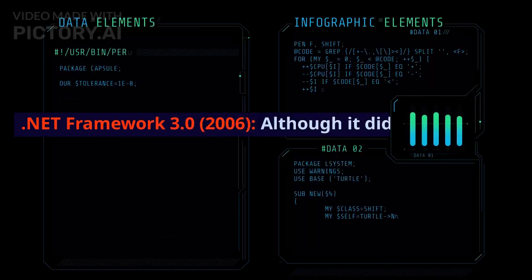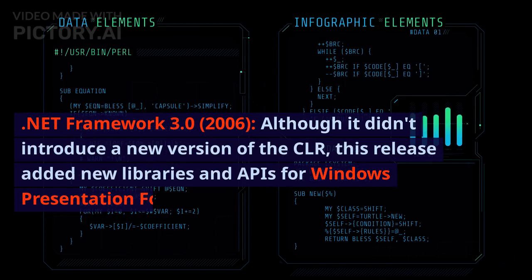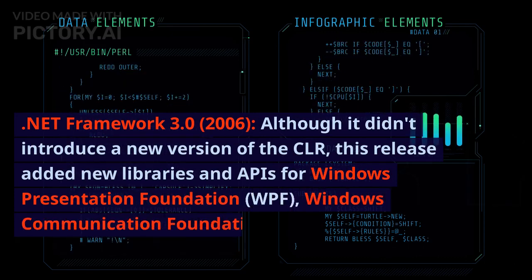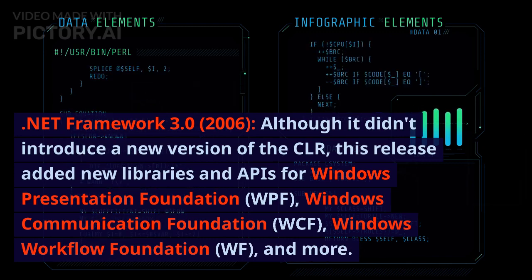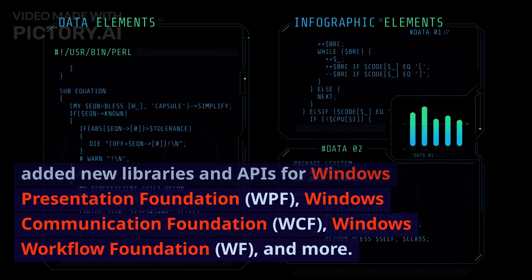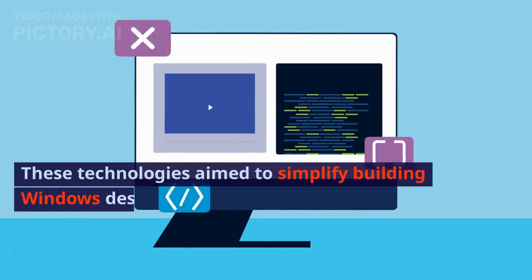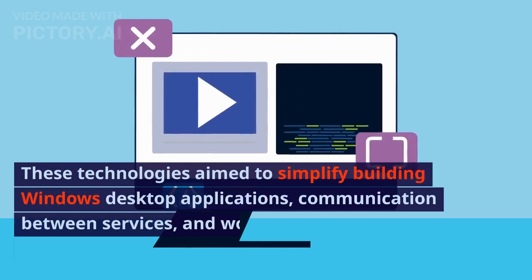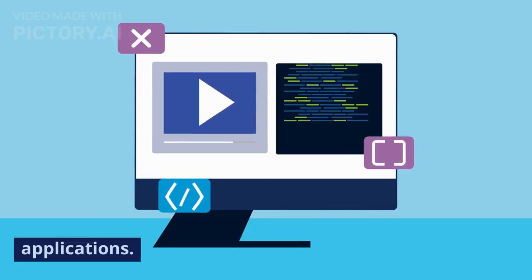.NET Framework 3.0, 2006. Although it didn't introduce a new version of the CLR, this release added new libraries and APIs for Windows Presentation Foundation (WPF), Windows Communication Foundation (WCF), Windows Workflow Foundation (WF), and more. These technologies aim to simplify building Windows desktop applications, communication between services, and workflow-based applications.